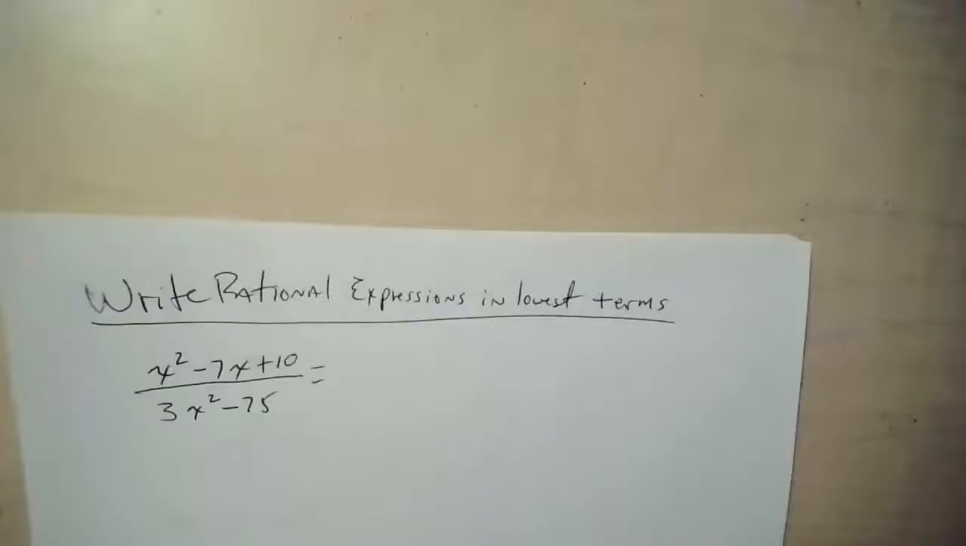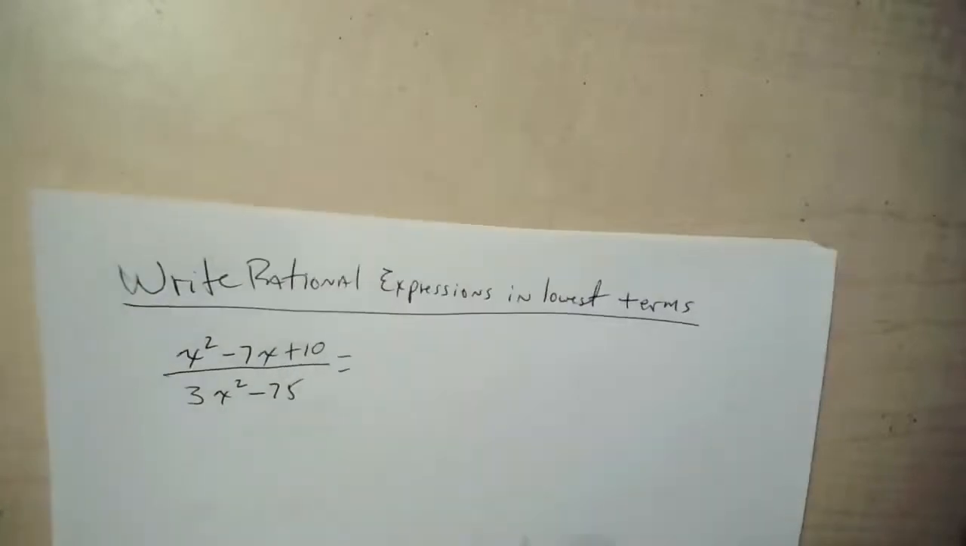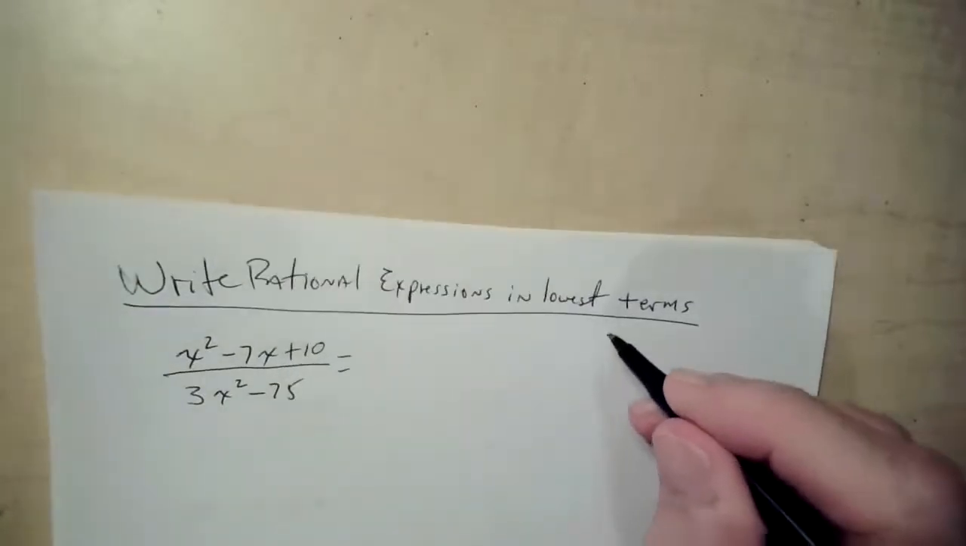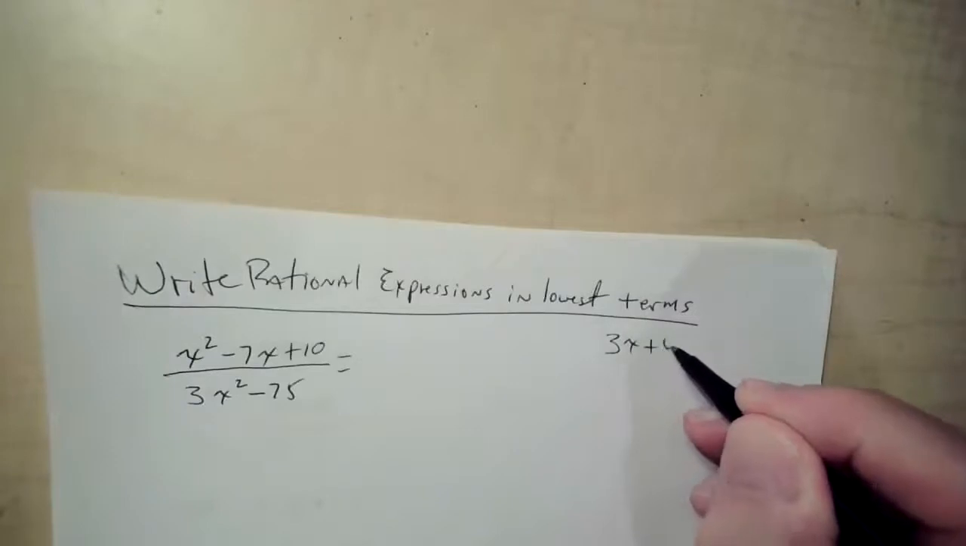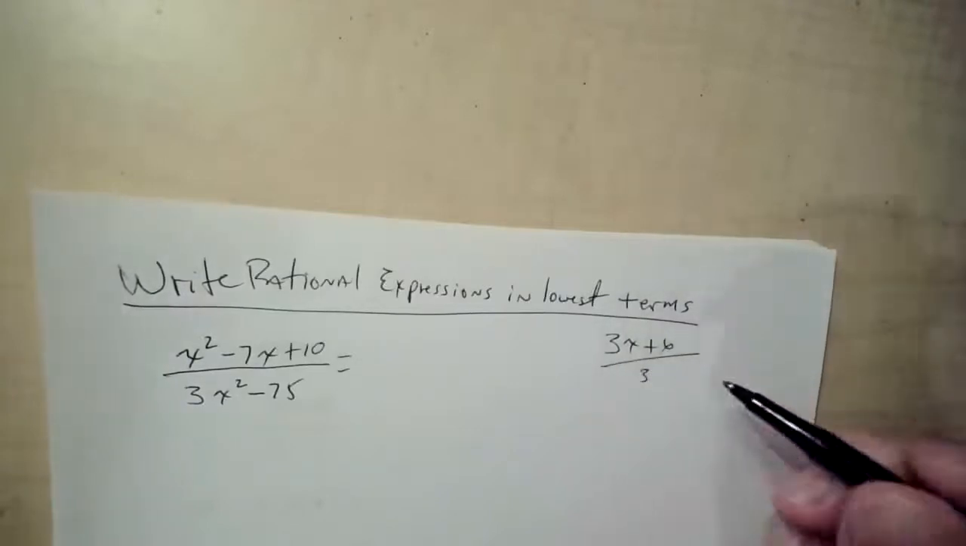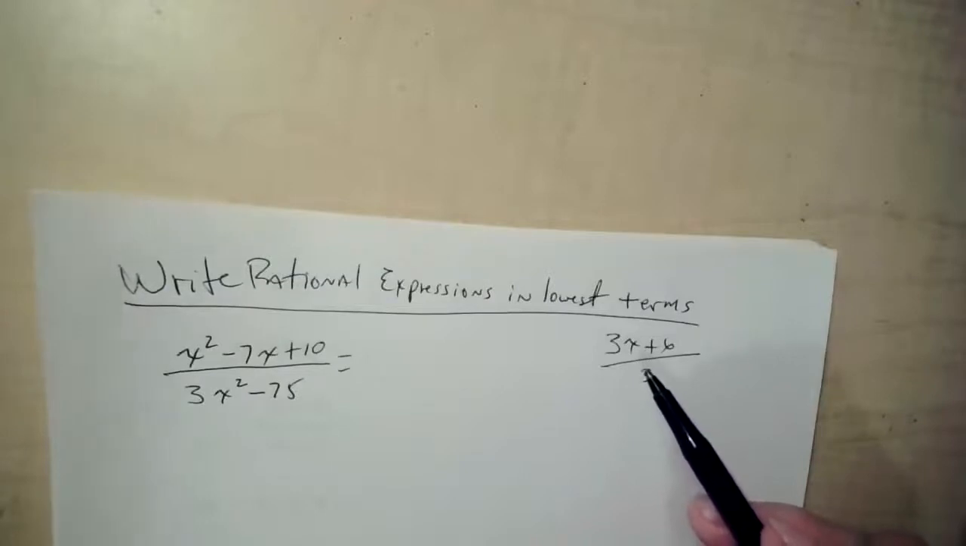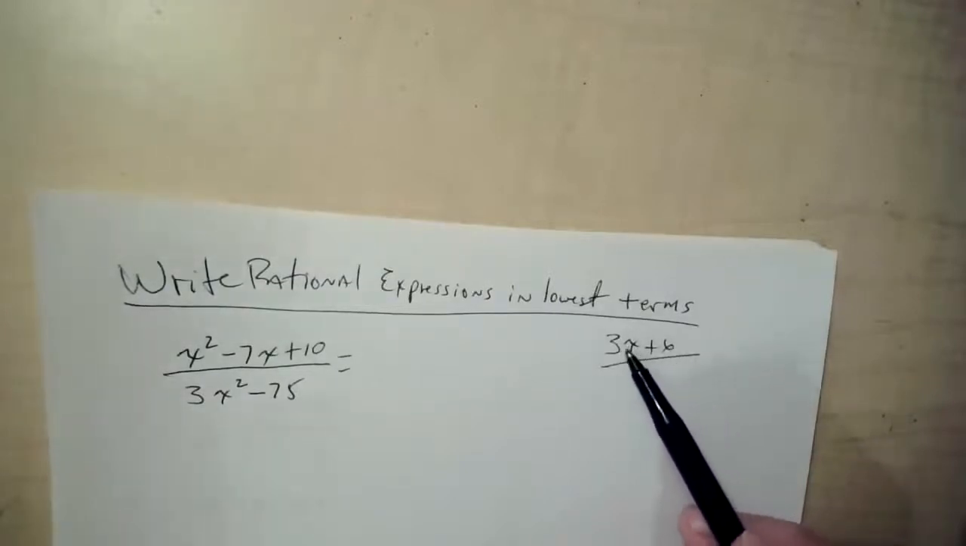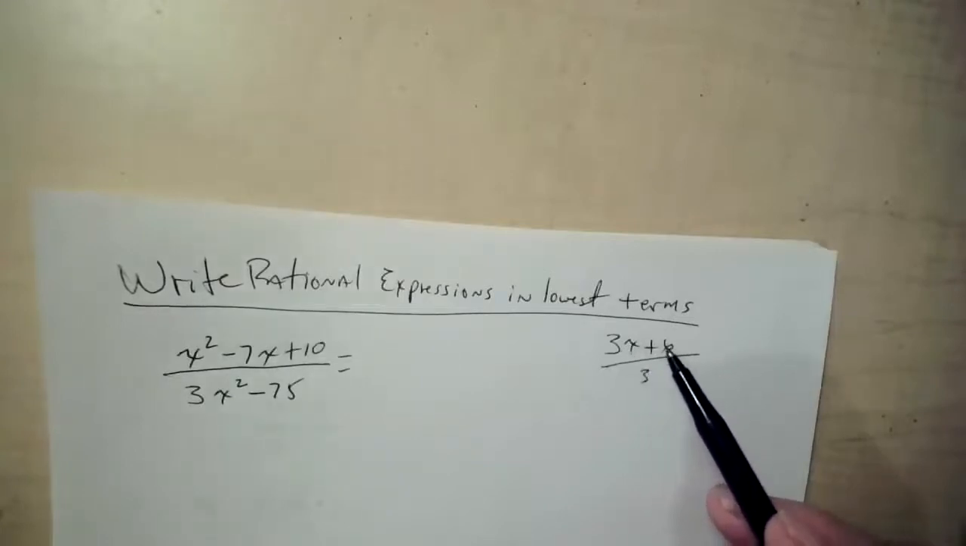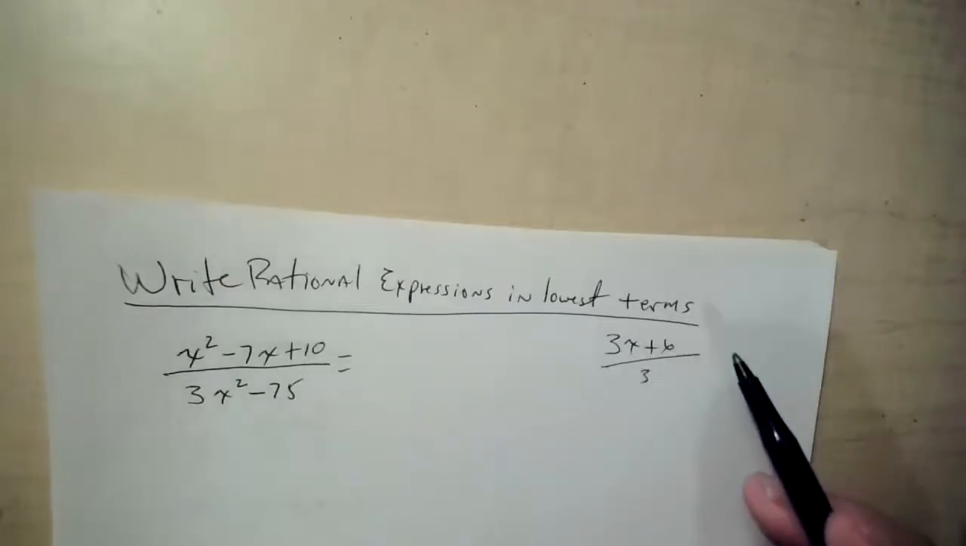Okay, we did a little bit of this last time, and that was write the rational expression in lowest terms. And remember, if you have 3x plus 6 divided by 3, this is kind of like the distributive property for division. If you have two terms up here, you have to divide each one of them by 3.